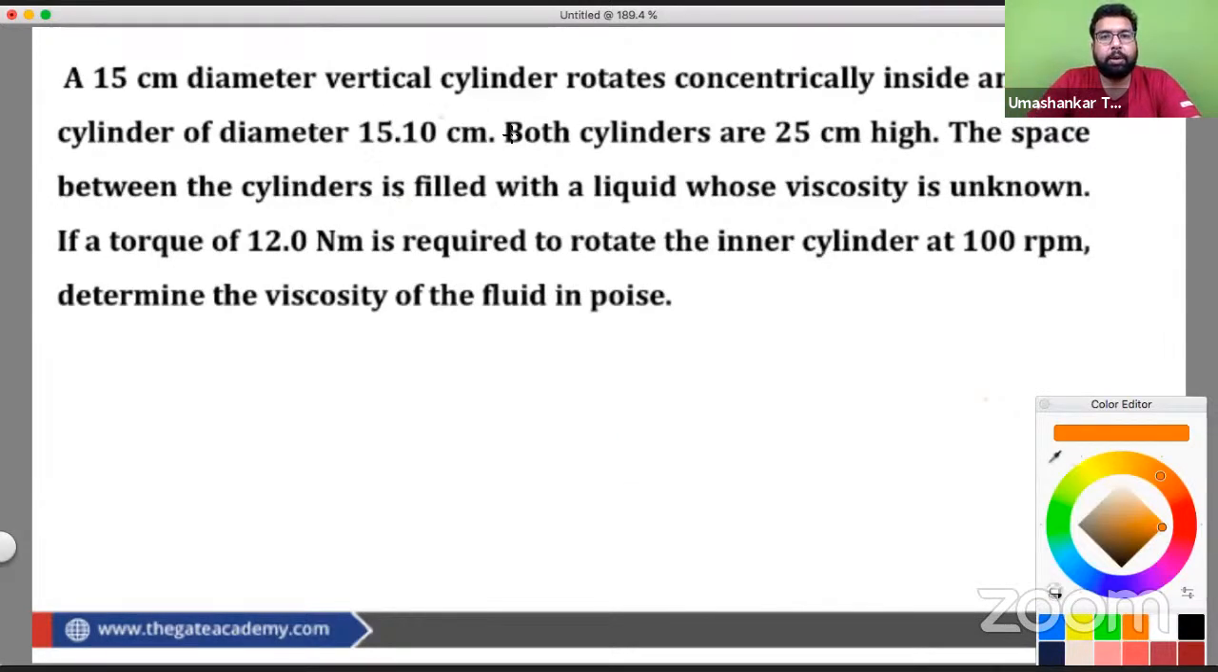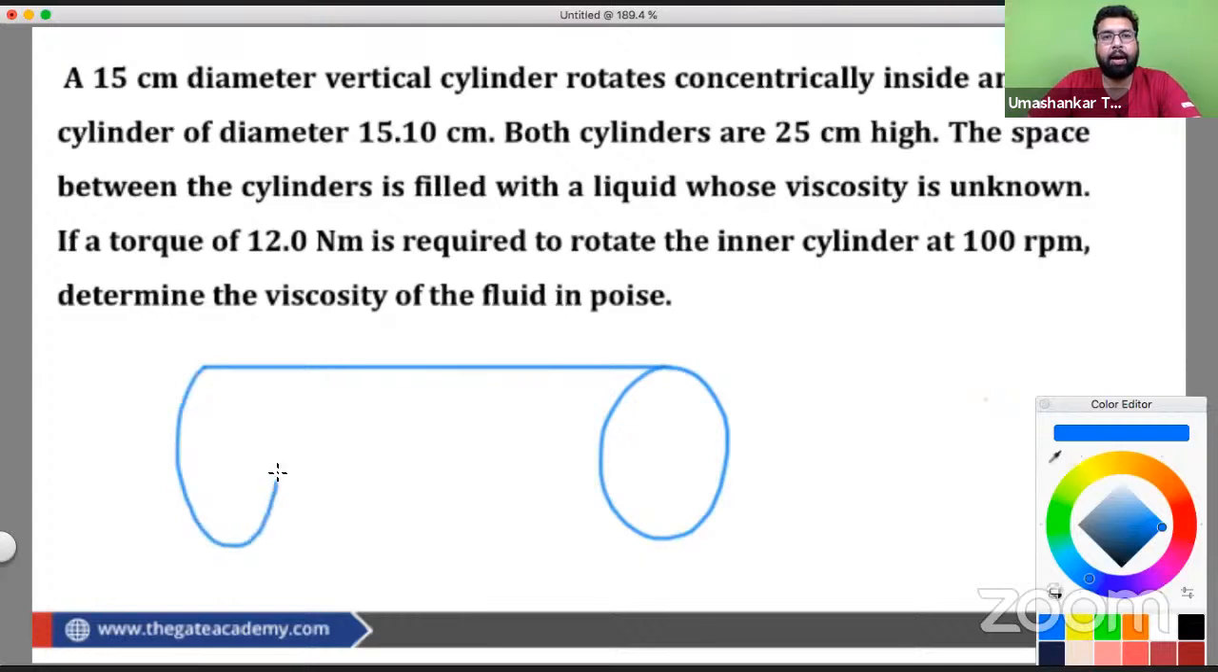Now, please understand. So, R15. Whenever we see a question, always try to make a diagram out of it so that the things will be in front of you, and definitely it is going to help you solving that question. So, a 15 centimeter diameter vertical cylinder rotates concentrically inside another cylinder of diameter 15.10 centimeter.